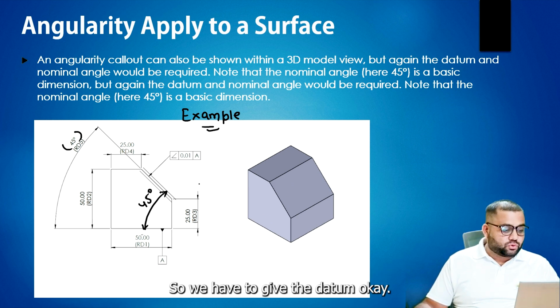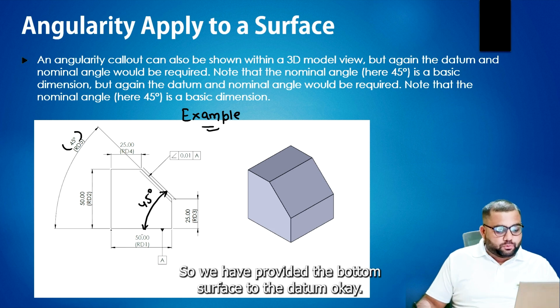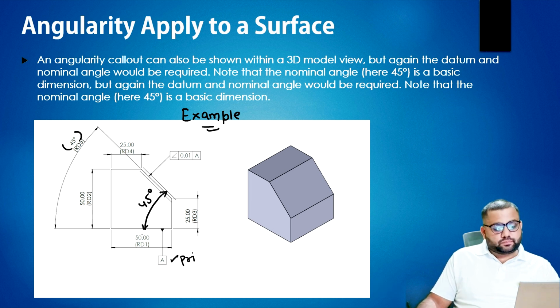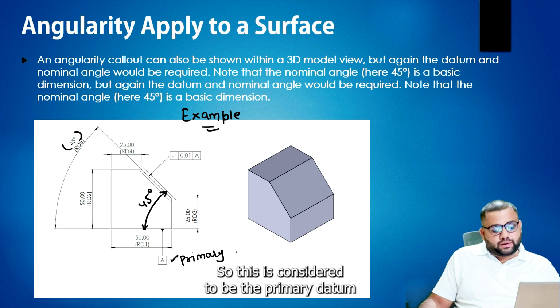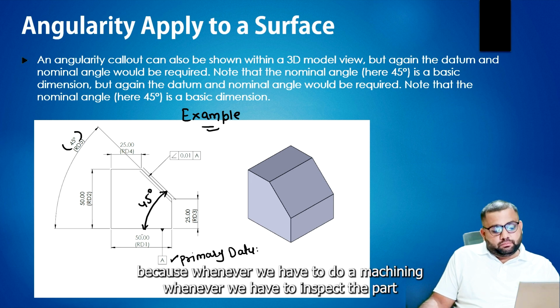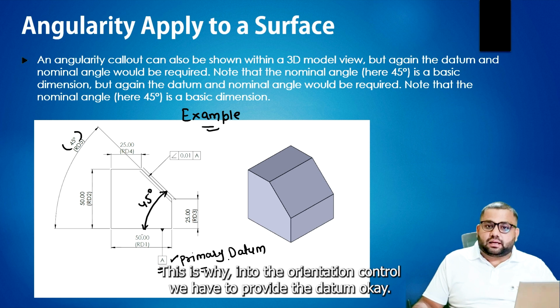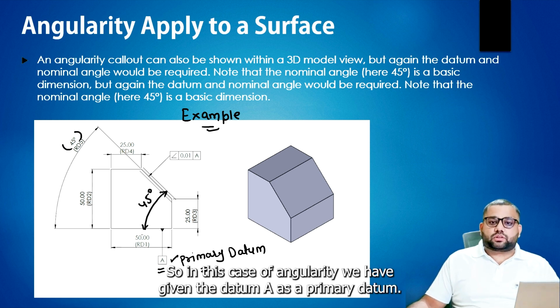So we have to give the datum. We have provided the bottom surface as datum A, the primary datum. Whenever we have to machine or inspect the part, we take this datum into consideration. This is why in orientation control we have to provide datums. In this case of angularity, we have given datum A as the primary datum.